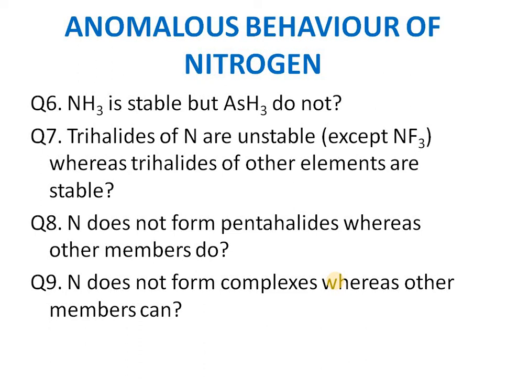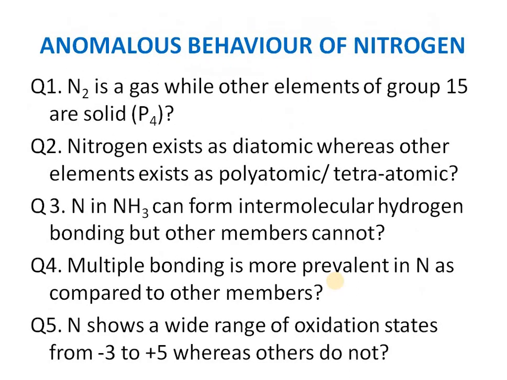NCl3, NBr3, NI3 — no, that's not stable. Nitrogen does not form pentahalide whereas other members do. Nitrogen does not form complexes because it does not have d orbitals. So with no d orbital, the tendency for complex formation is very less. And the pentahalide is unstable because of the absence of d orbital and poor overlapping, and ammonia is stable, arsenic because of bond stability or thermal stability.